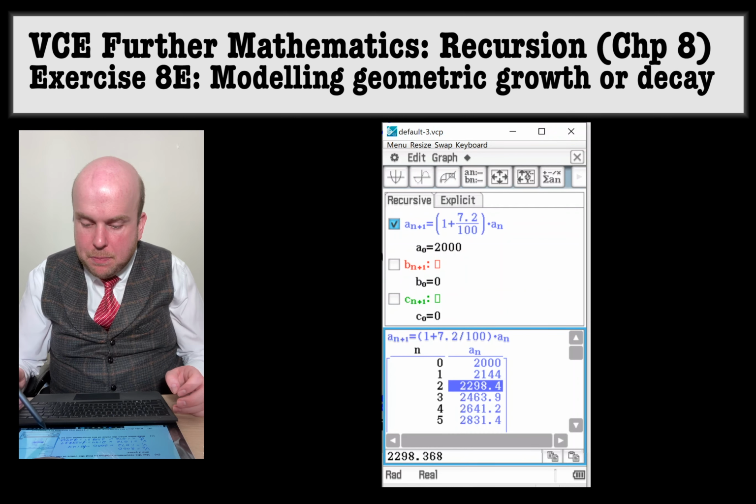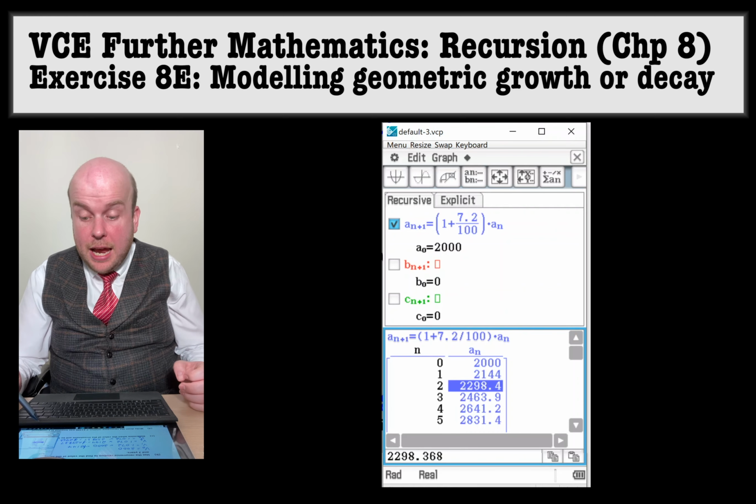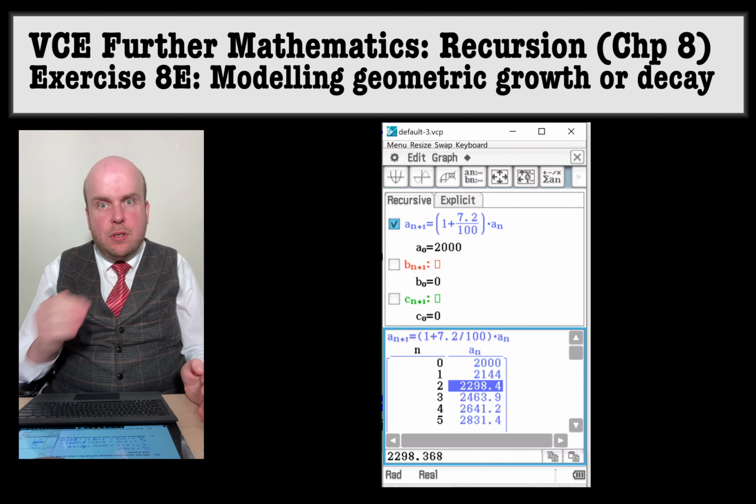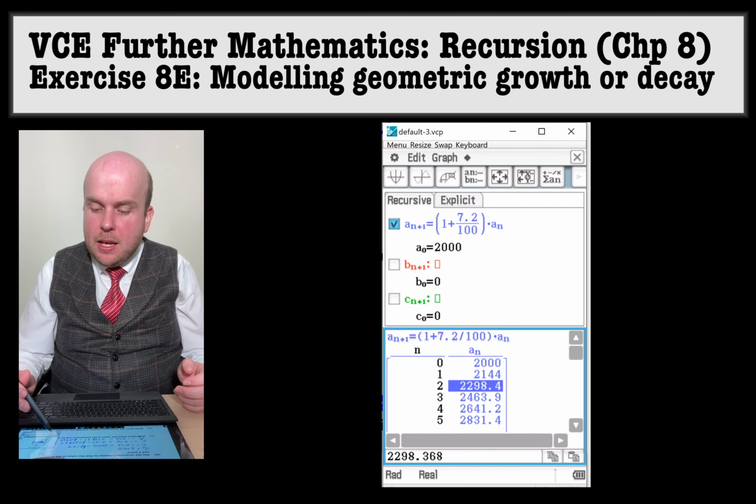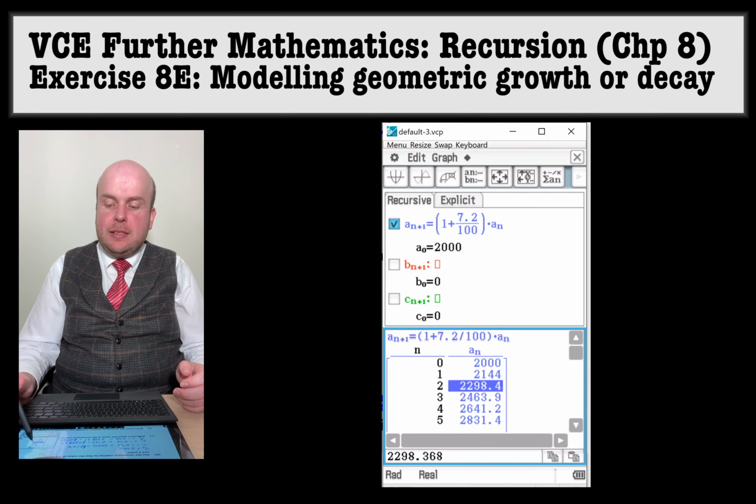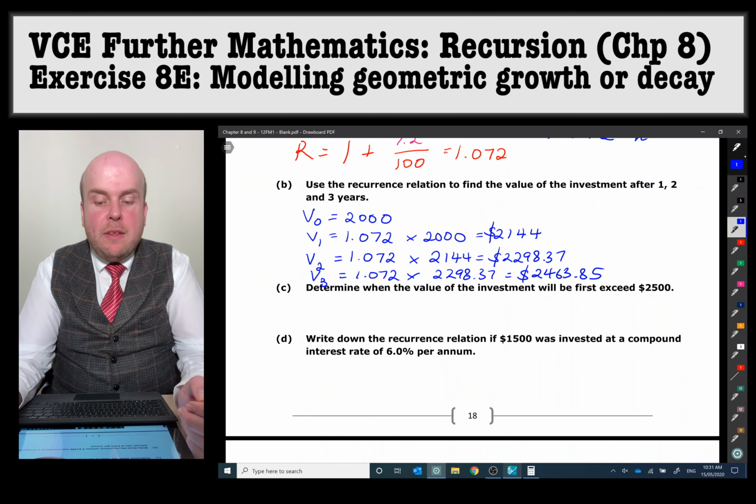Look at the bottom. The bottom there says 2298.368. So we need dollars and cents. So you'll need to have it to 2 decimal places every time. So it'll be 2298.37.